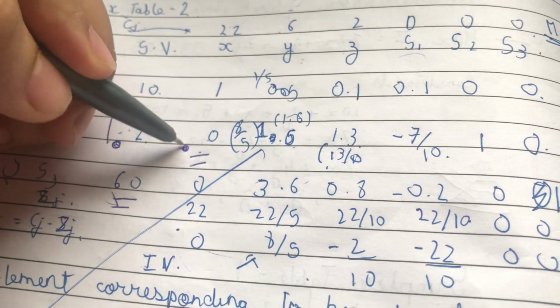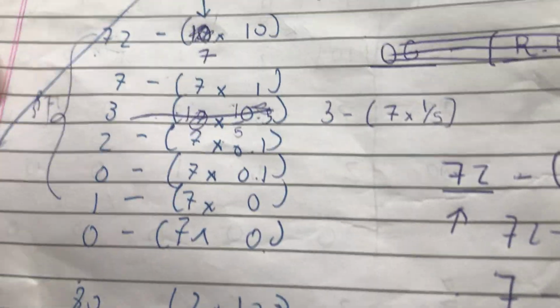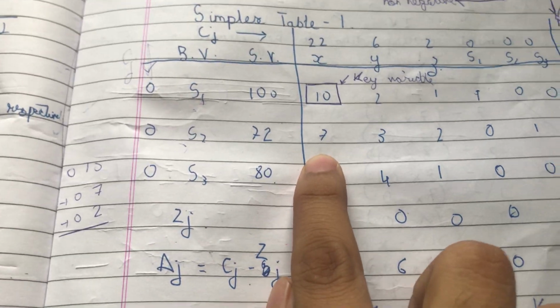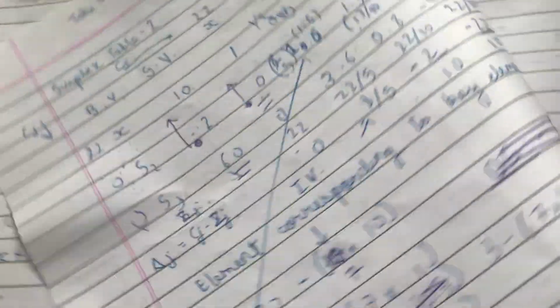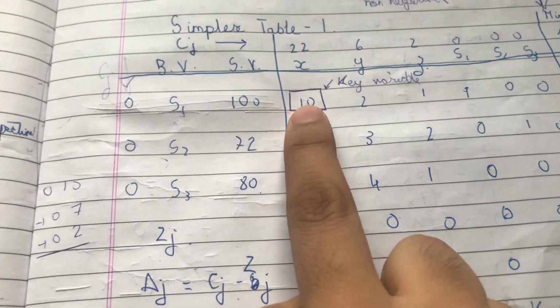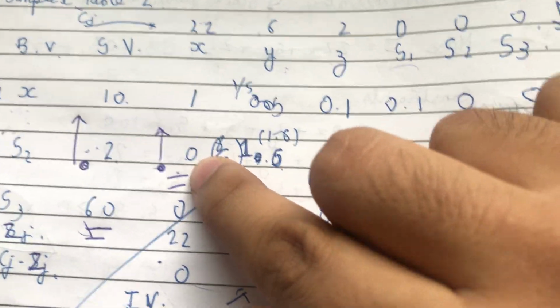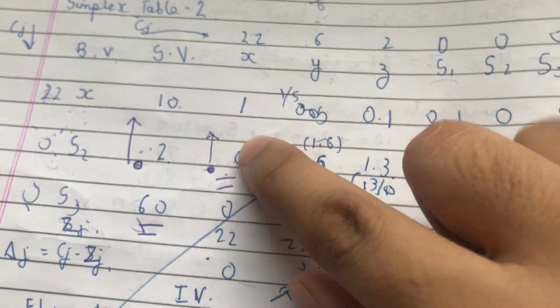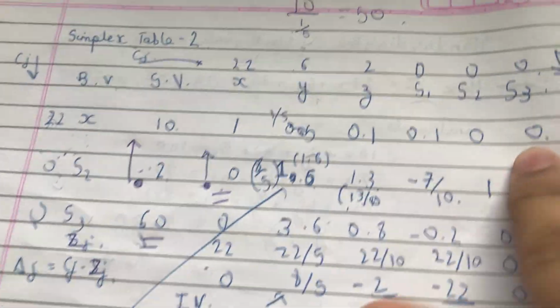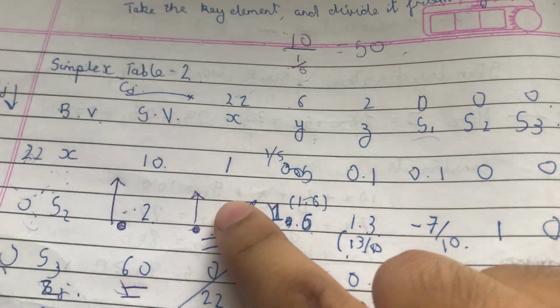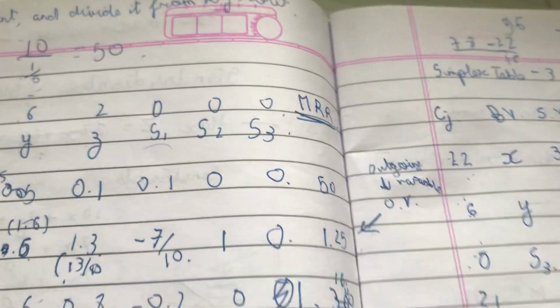Similarly here, now I'll give you time to solve. Again, the solution is here, but 7, which is what? The number which is going to be replaced, minus the element corresponding to the key element, which is 7, into the element which is corresponding to this in the new table, in simplex table 2. 1, you write it, 7 minus 7, which is 0. Repeat that for all of that.